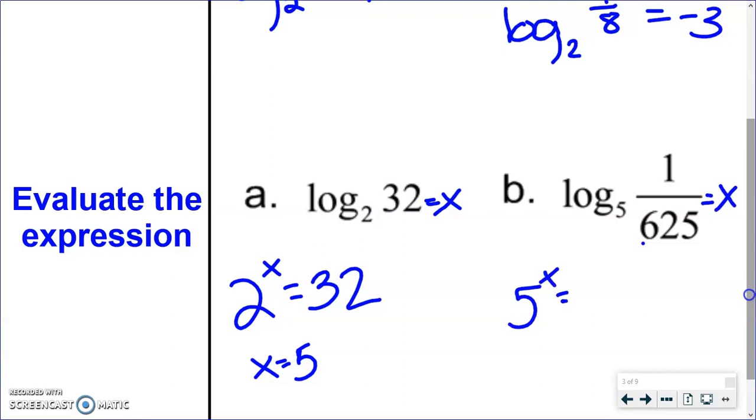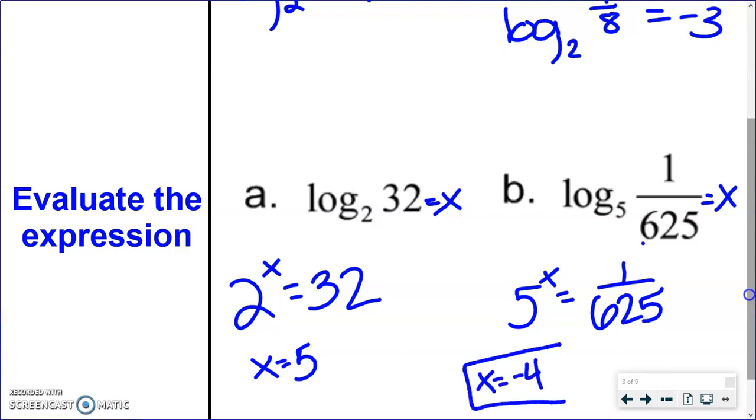And for our other example, again, set equal to x. 5 to the x equals 1/625. So we know x must be negative because that's how we get the 1/. And 5 times itself, how many times will give us 625? x equals -4. So let's talk about some of the properties of logarithms.